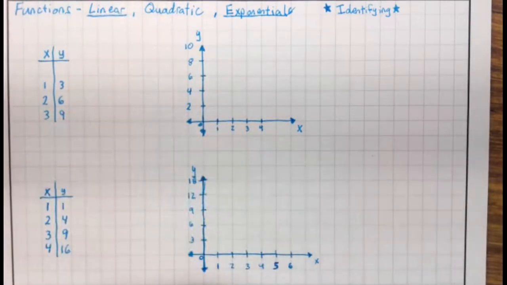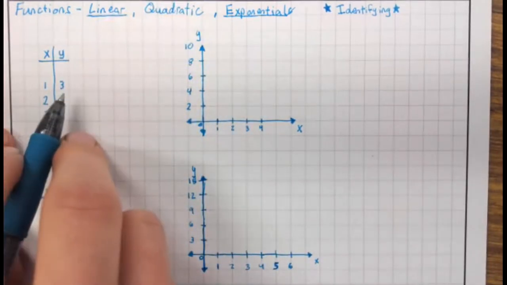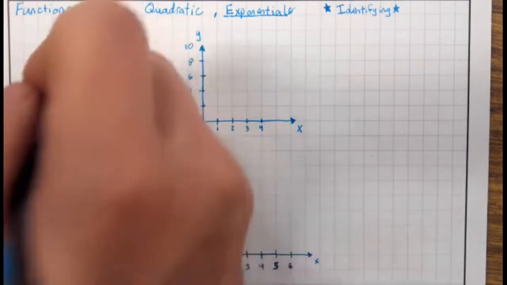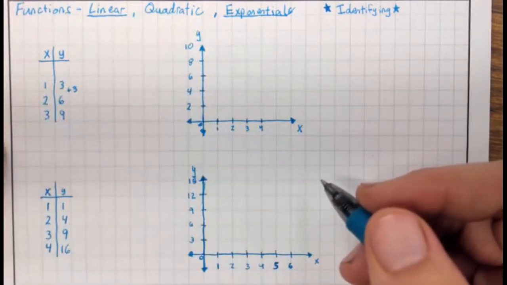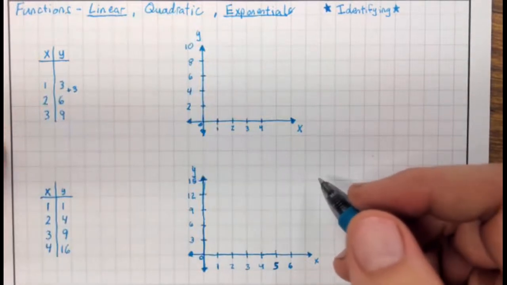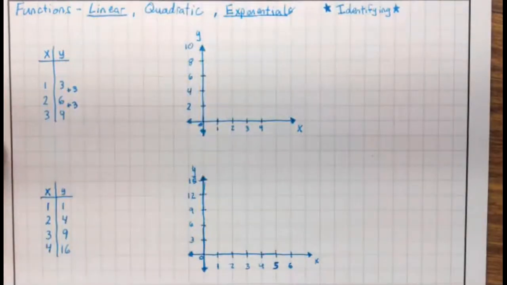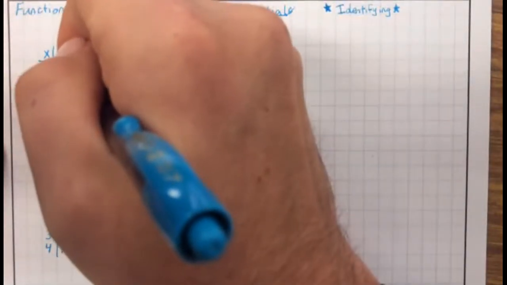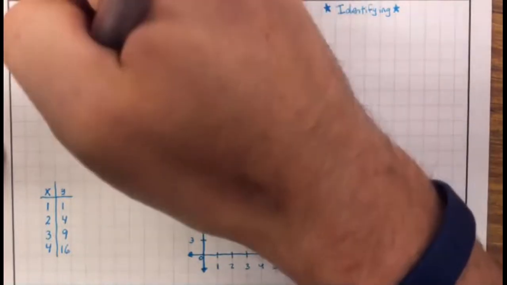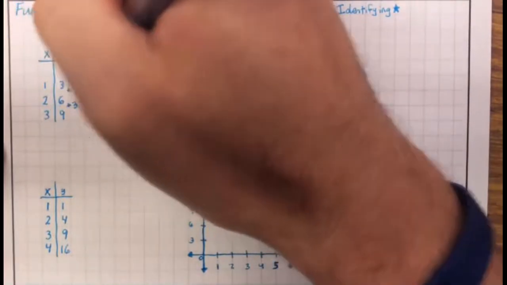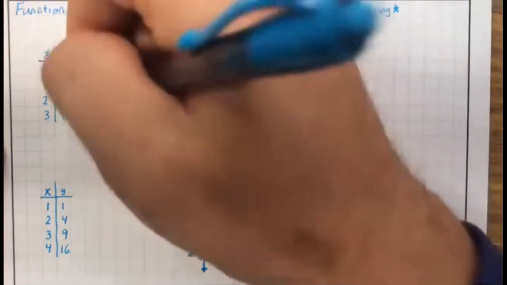If you think in terms of addition, to get from 3 to 6, I'm only going over one, so I'm only looking at this column. To get from 3 to 6, I have to add 3. And then to get from 6 to 9, I would also have to add 3. So whenever this is constant, whenever you have a constant rate of change, you know right off the bat that your function is linear.